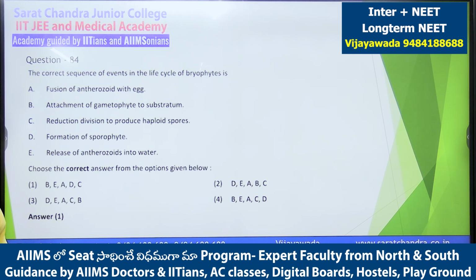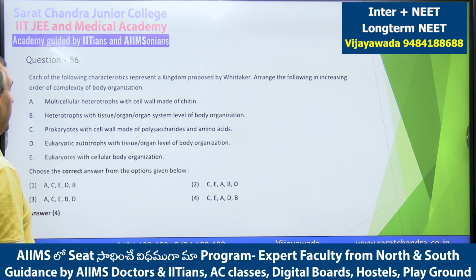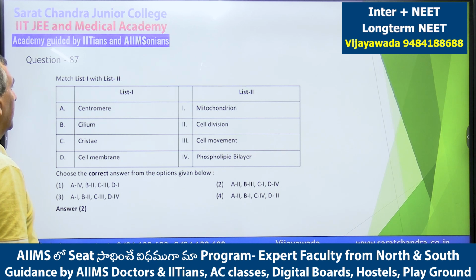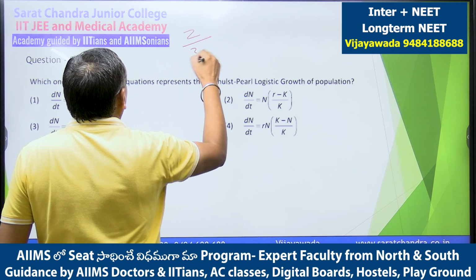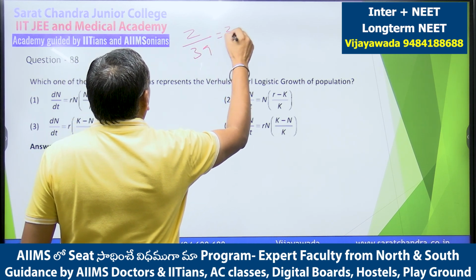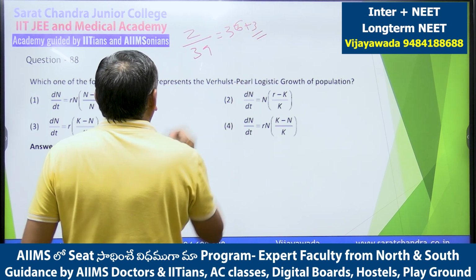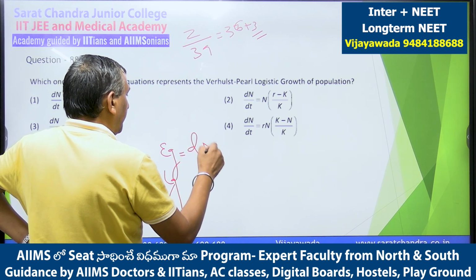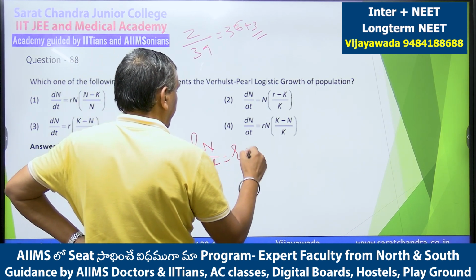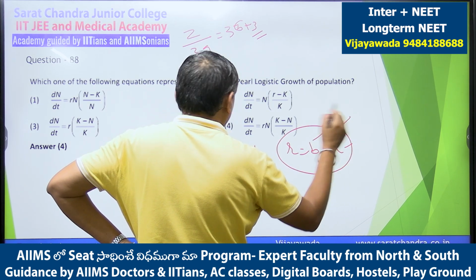Okay, now coming to the next one. Zoology 38 I already said. Now coming to the next. Clear? Zoology 39, we can say 36 plus 3. See, there are two types of growth: exponential growth and logistic growth. dN/dt equals rN, where r equals b minus d. Are you remembering? Birth rate minus death rate per capita.